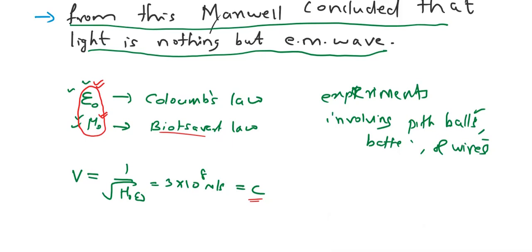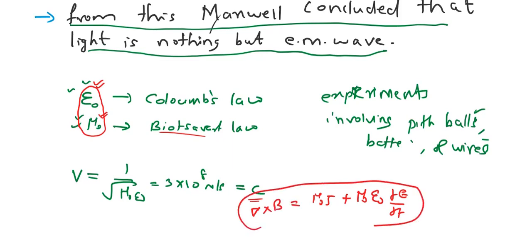Here, notice the crucial role played by Maxwell, that is the addition of this mu 0 epsilon 0 dou E by dou T term to the Ampere's law, that is del cross B. Without it, the wave equation would not emerge and there would not be any electromagnetic theory of light.